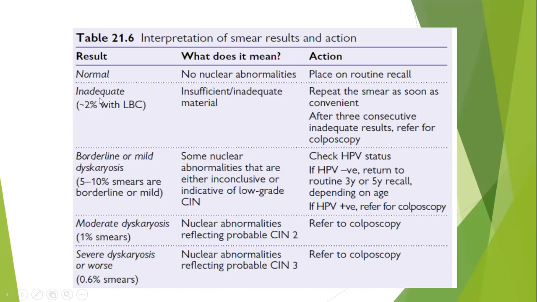Here, if the result says this is inadequate, then you repeat again, and after 3 consecutive inadequates, you then refer to colposcopy. These two conditions are very clear. Moderate dyskaryosis or severe dyskaryosis, you need to refer the patient for gynae ops to do colposcopy. Here, moderate and severe. For the borderline, you check for HPV, and based on that, you will lay your management plan. This is about pap smears.